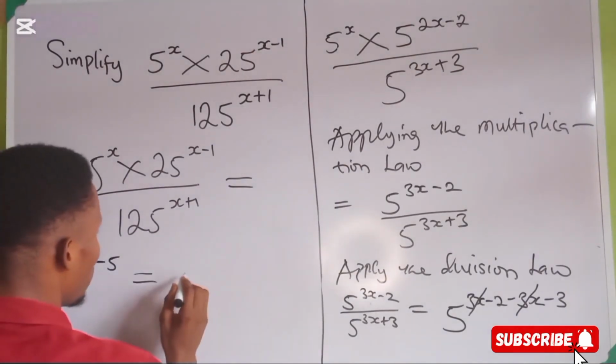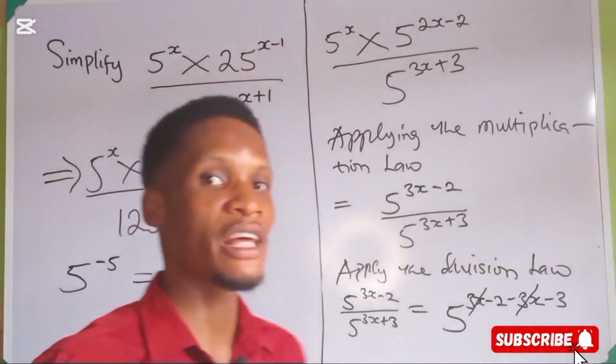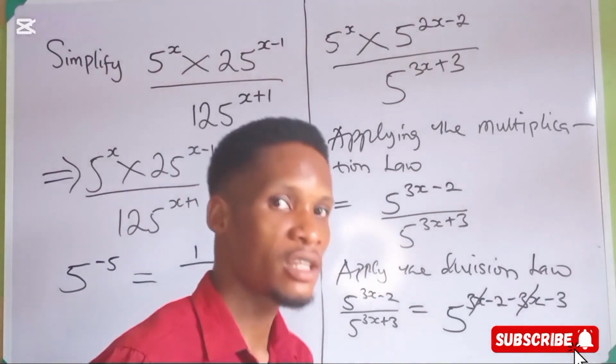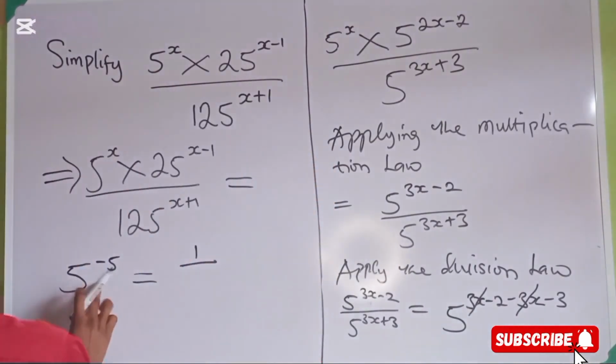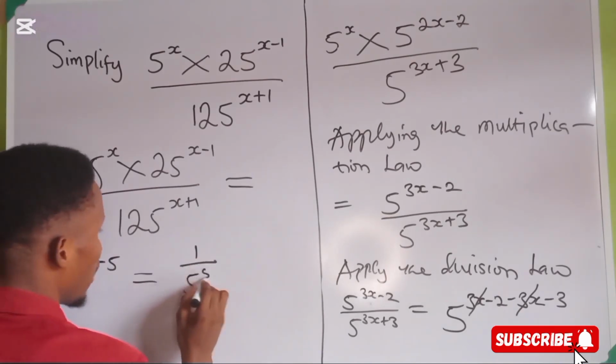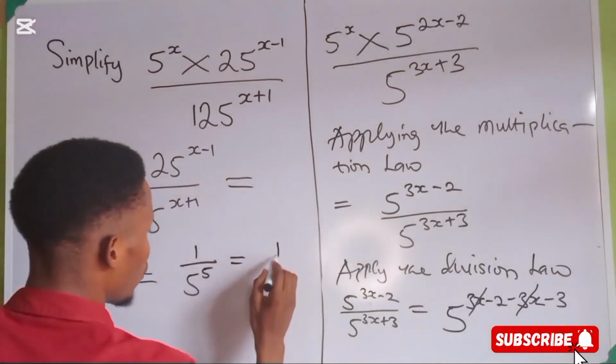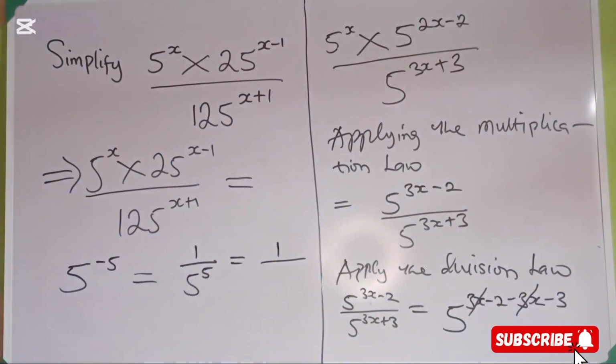We have 1 all over. This is what we call the negative index law of indices. Negative index law of indices is what we're going to apply here. We have 1 all over this, 5 raised power 5. This is the same as 1 all over, then 5 raised power 5 is what? That means we are having 5 multiplied by 5 multiplied by 5 multiplied by 5 multiplied by 5. So 1, 2, 3, 4, 5.